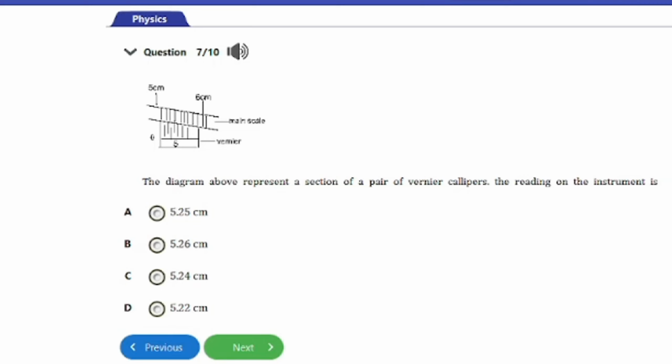So the vernier scale reading is going to be the point where the vernier coincides with the main scale, and that's point 1, 2, 3, 4, 5, 6. So at point 6, the vernier scale coincides with the main scale, so that corresponds to 0.06. So when you add 0.06 to the main scale reading of 5.2, you're going to have 5.26. And that's option B here, guys. So option B is the answer to this question. Let's go ahead and consider the next question, guys.